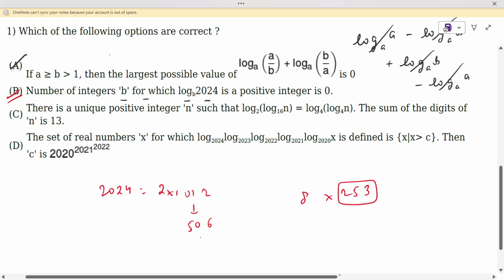Because 2024 square root, cube roots should be there, right, but it's not possible. So when b is an integer, it can't be an integer, but positive in fact. Okay. So there is a unique positive integer n for which this one holds.